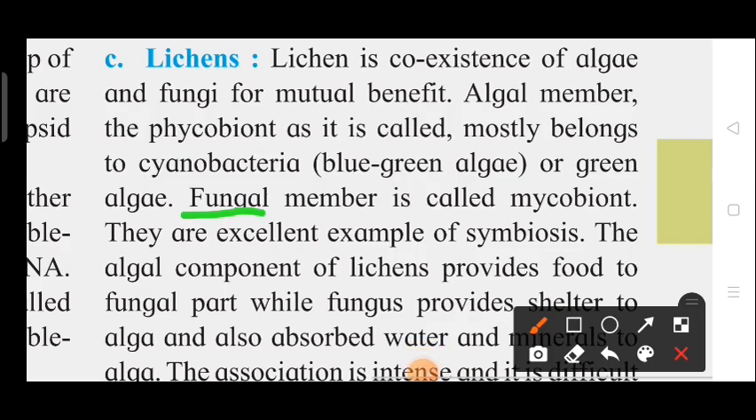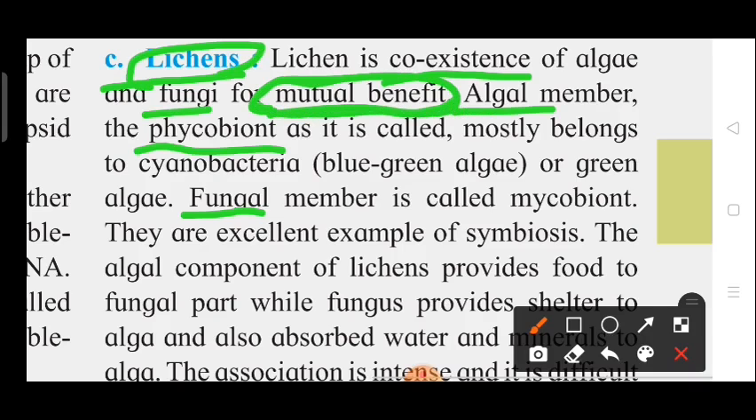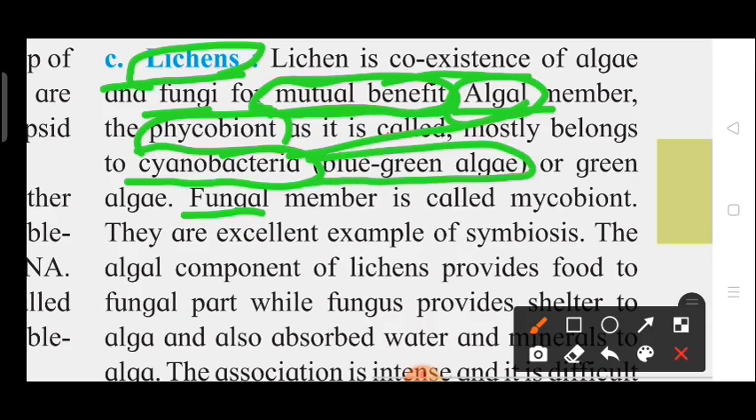Now the second example of acellular organisms is lichen. Lichen is a coexistence of algae and fungi. Lichens are present with the algae or fungi for their mutual benefit. The algal member is called the phycobiont. Most belong to cyanobacteria. Cyanobacteria is an alga, also called blue green algae, or in simple words green algae. The fungal member is called the mycobiont.